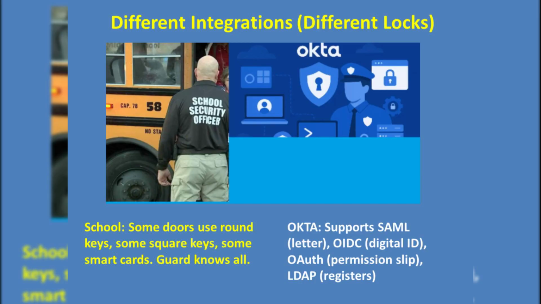OAuth, like a permission slip. It lets one app do something on your behalf without giving away your password. Example, letting a calendar app access your email schedule. LDAP Active Directory, like old attendance registers. OKTA can still check them when schools use older systems. This flexibility means OKTA can connect to almost any app or system you need to access.